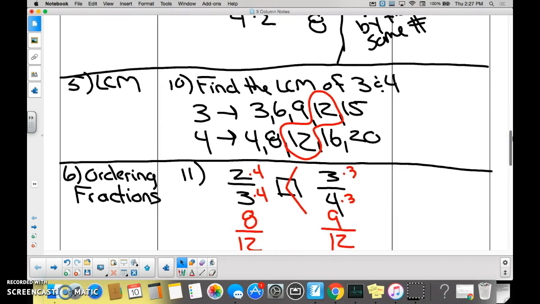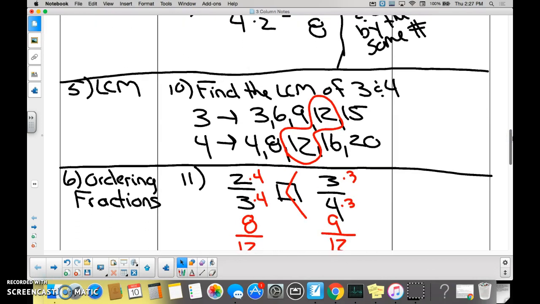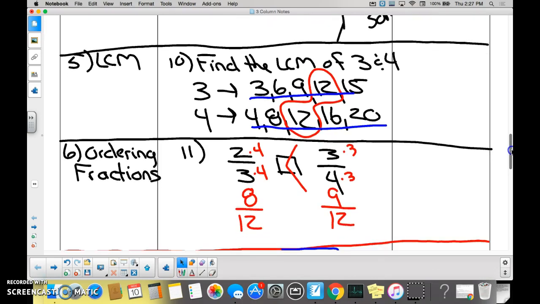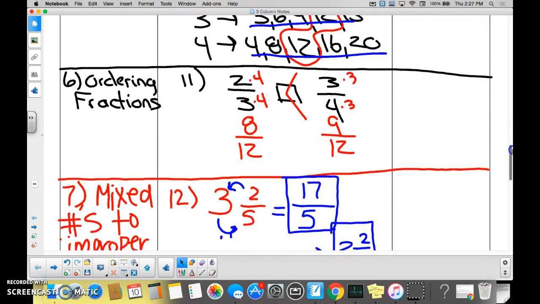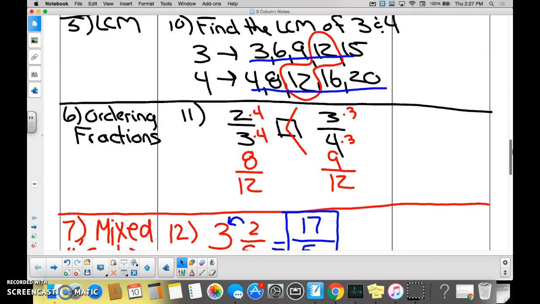Number 5, LCM. How do you find LCMs, Tyler? You list the first 5 multiples of each number, and you find the one that is the smallest but in common, right? If you can't find one after listing the first 5, what do you do, Tyler? You keep going until you find one. Thank you.